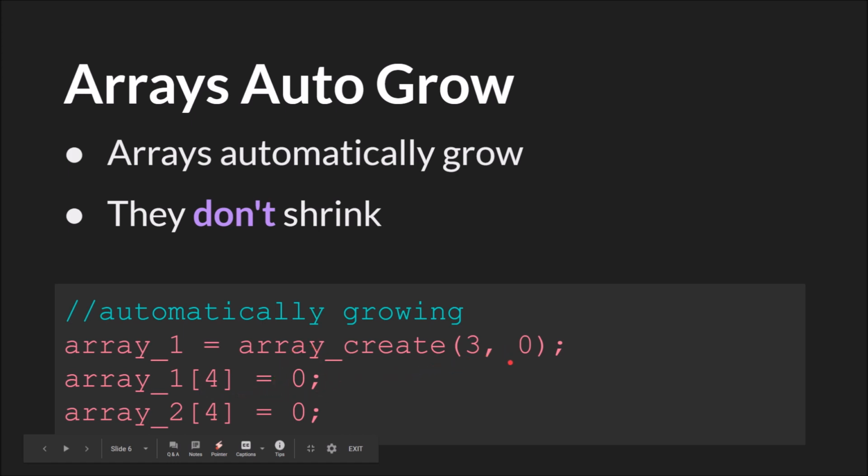Just like array create, where you don't specify a default value, GameMaker will populate those values with a zero. And just like with array create, when you don't specify a default value, when you grow an array in this manner, the values in between will be set to zero by default.